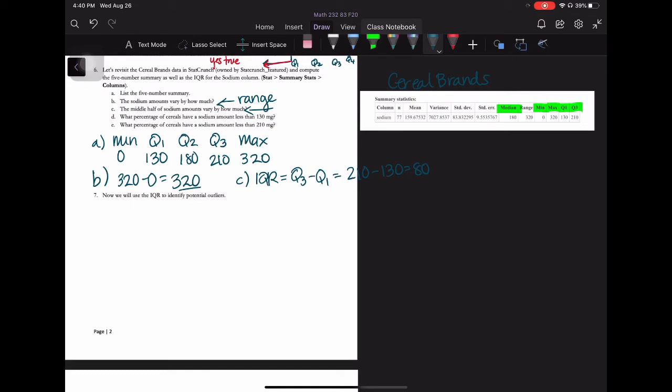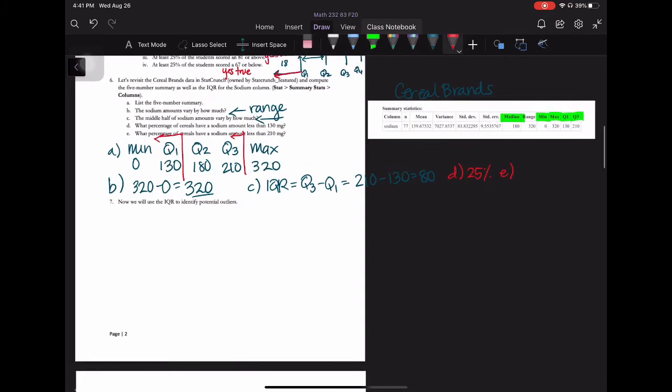What percentage of cereals have a sodium amount less than 130? 130 is at our Q1. Below our Q1 is 25%. And then for part E, it says what percent have a sodium amount less than 210? 210 is our third quartile, which means that 75% of the data fall below 210. Now we're going to use the interquartile range to identify potential outliers.